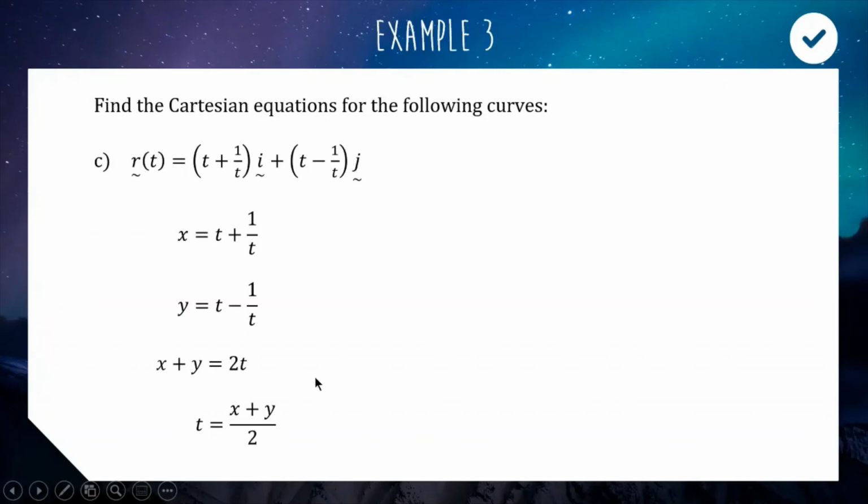Now what we can do is substitute this into one of these two equations and there'll be no t's. I'm going to take the y equation, just because I felt like it, and change the t to an (x plus y) over 2, which means that the reciprocal of t will be 2 over (x plus y). So that is a correct answer. That is a Cartesian equation. We're just going to tidy it up a little bit because it's very messy.